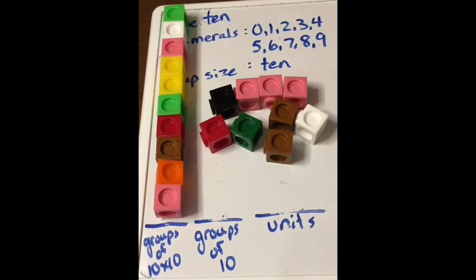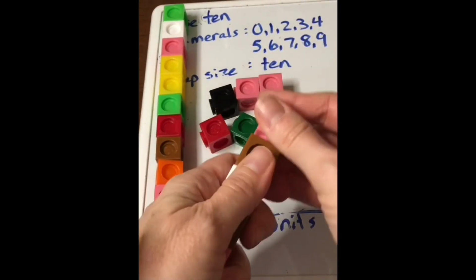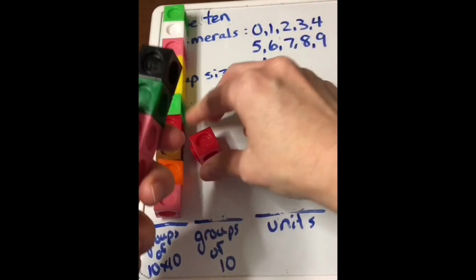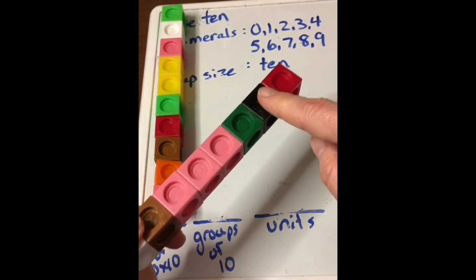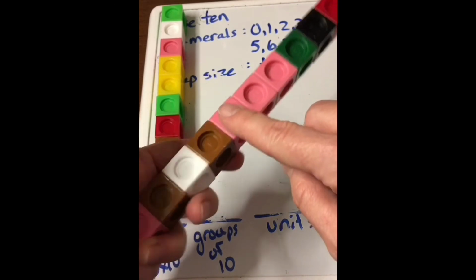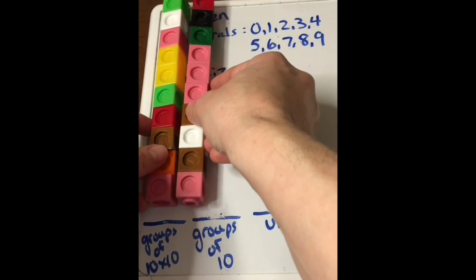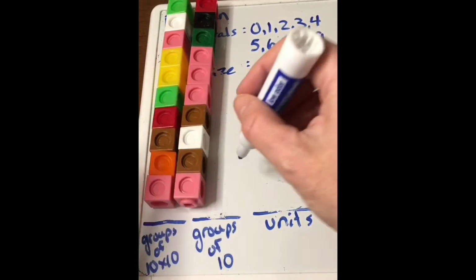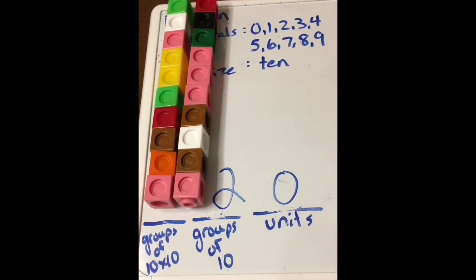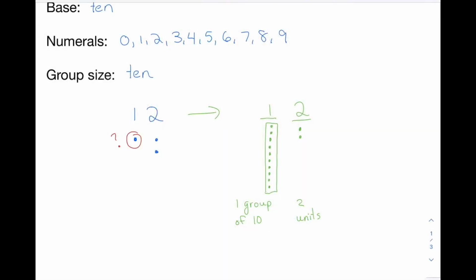And again, when we add one more cube, we now have a new group of 10. 1, 2, 3, 4, 5, 6, 7, 8, 9, 10. A second group of 10. So we record 2 groups of 10 and no units. Most of us don't have to think very hard at this point in our math journey about the fact that this 1 in the number 12 isn't one unit, but it's actually 1 ten, or in other words, one group of 10.